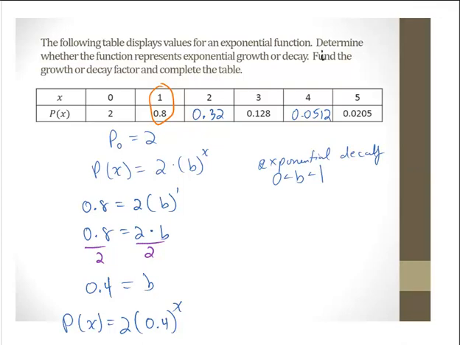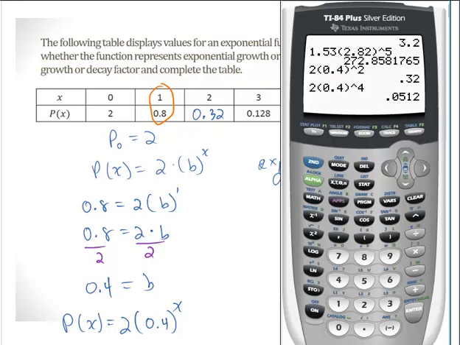All right, that completes the table. And we can check the other values if we want. Let's just make sure that it works for x equals 3 at least. We get 0.128, which matches what's already in the table.